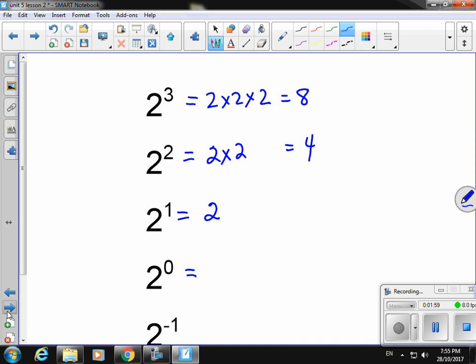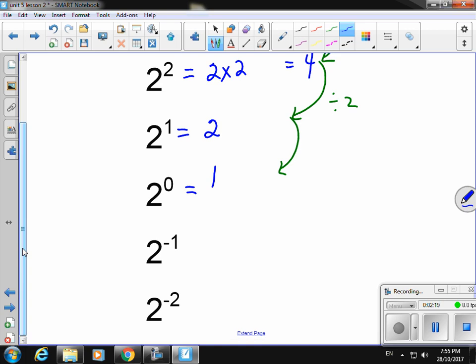As we're going down the table, we are having 1 less 2 each time, so we're dividing by 2. 1 less 2, dividing by 2. So it would follow that 2 to the power of 0 should be 1 for this pattern to make sense. And math is all about patterns.